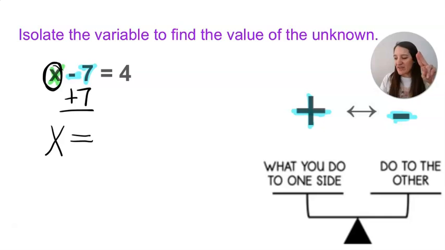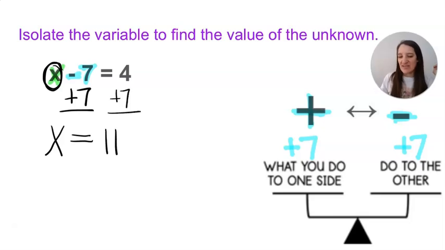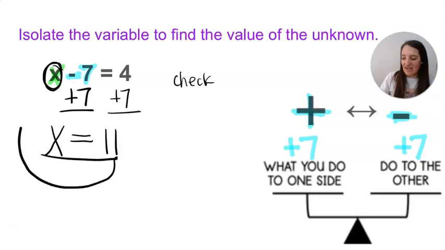Step 2 is we need to make sure that since we did plus 7 over here, we need to plus 7 as well on the other side of the equal sign. So when we add 7, we get 11. And then to check it, if I'm thinking that x equals 11, I can come up here and I can check and go 11 minus 7.